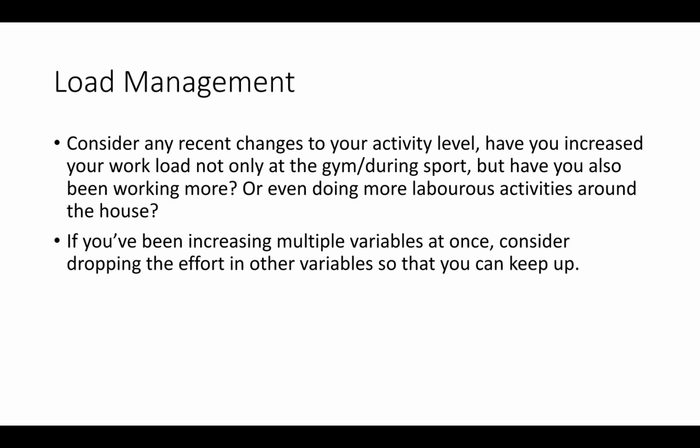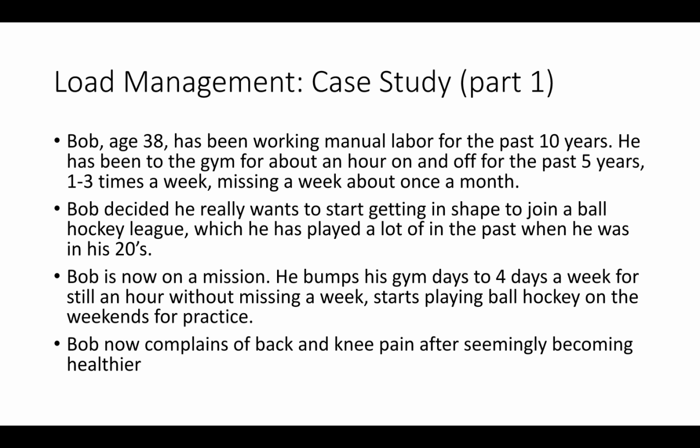Now, in the context of a case study, we're going to talk about Bob, and we're going to talk about him throughout all 3 steps. So Bob, just to set you up for this, he's age 38. He's been working manual labor jobs for the past 10 years. He's been to the gym for about an hour on and off for the past 5 years, about 1 to 3 times a week. He usually misses a week about once a month. Bob decided he really wants to start getting in shape and to join a ball hockey league, which he played a lot of in his past when he was in his 20s.